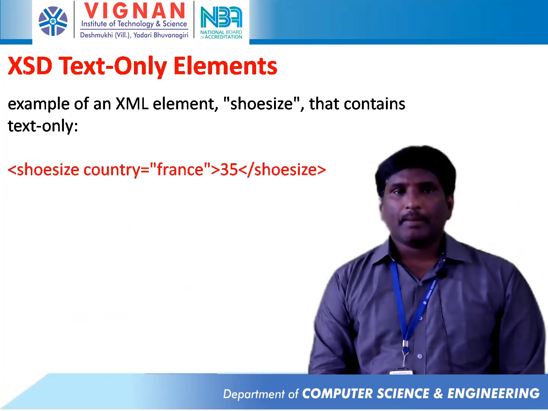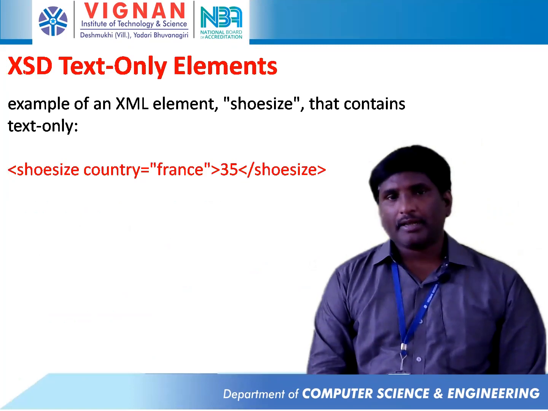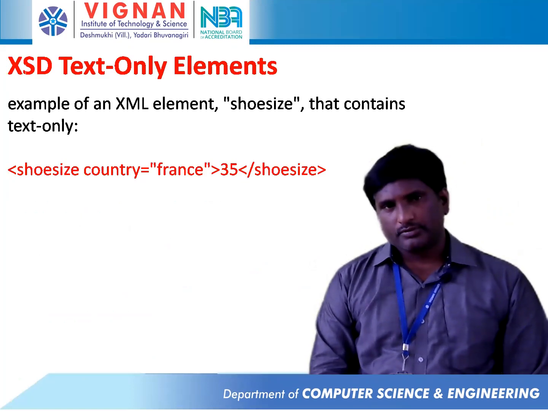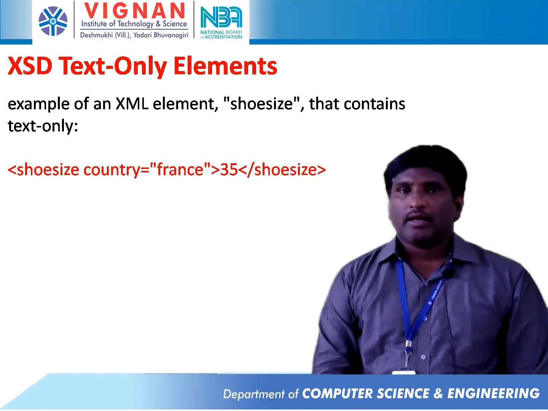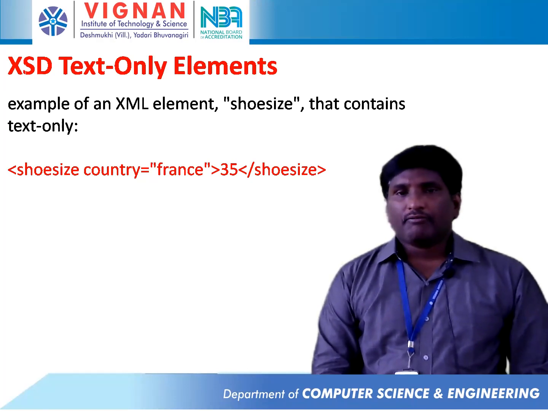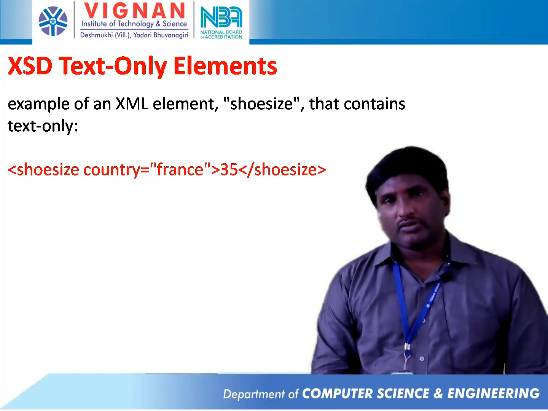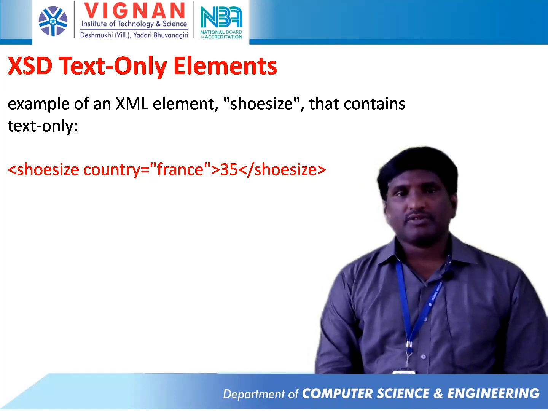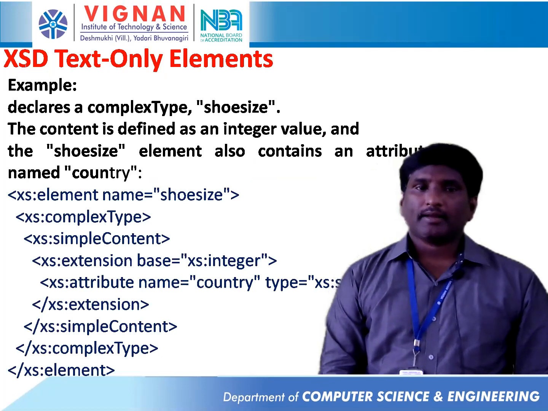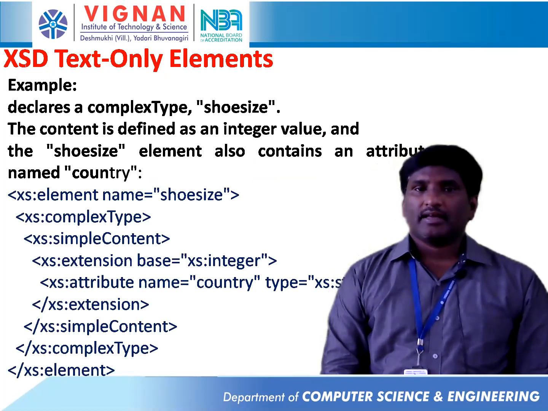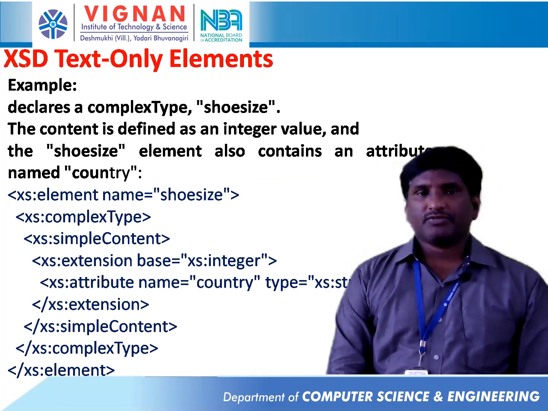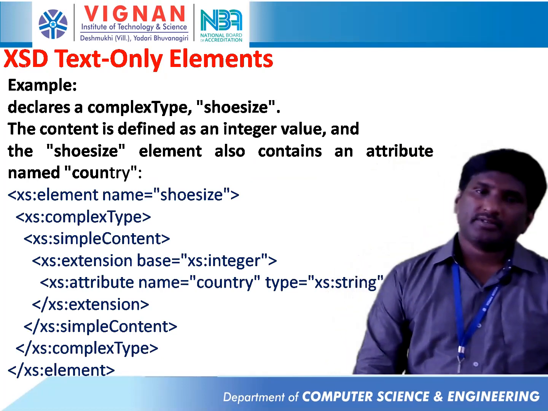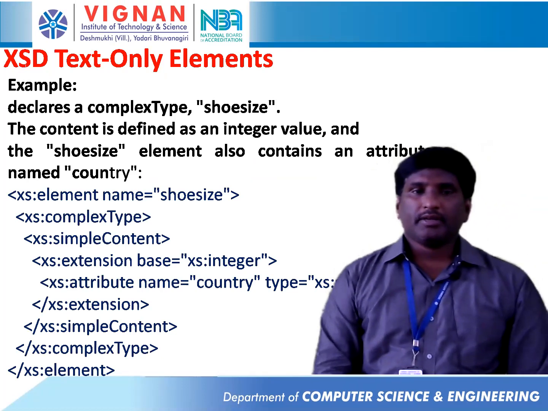So here in the example, shoesize is the element name, country is the attribute, and in this scenario the value is France. The restriction here we are applying is integer. In that scenario, we go for simpleContent. SimpleContent extension base is xs:integer, and for the attribute we are specifying name equal to country and type is xs:string, and this will be closed.